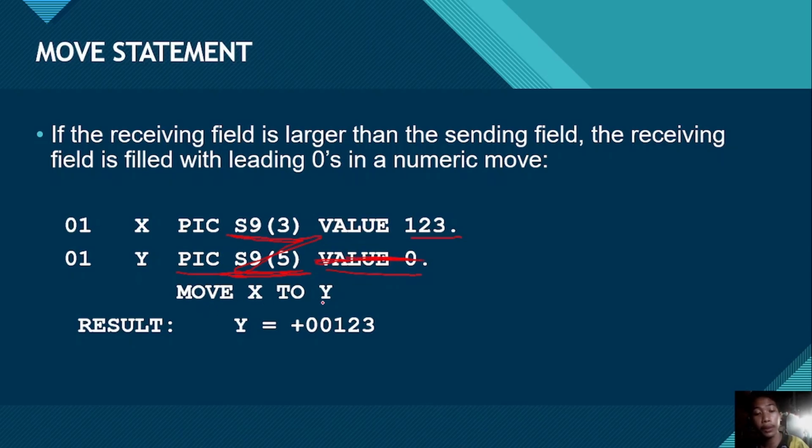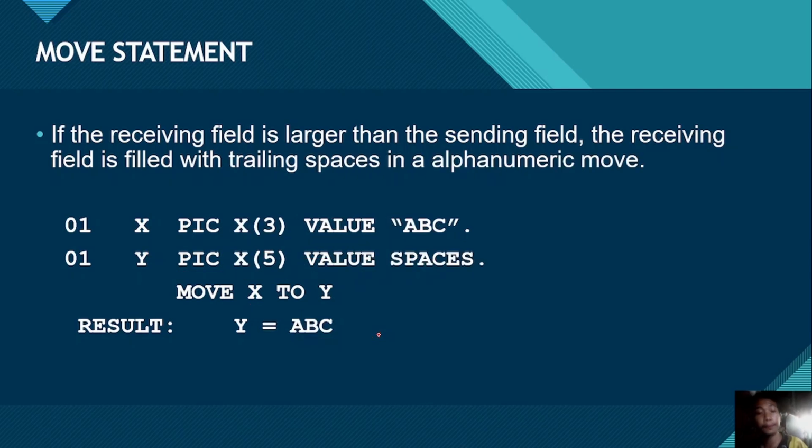So when we move x to y, it would become 1, 2, 3 plus, the remaining zeros from S5, and the symbol, since it has a symbol in y. But if it doesn't have a symbol, then the value that will be copied will be 0, 0, 1, 2, 3.